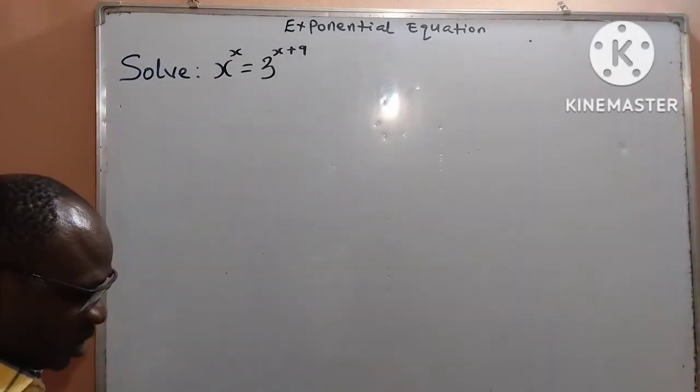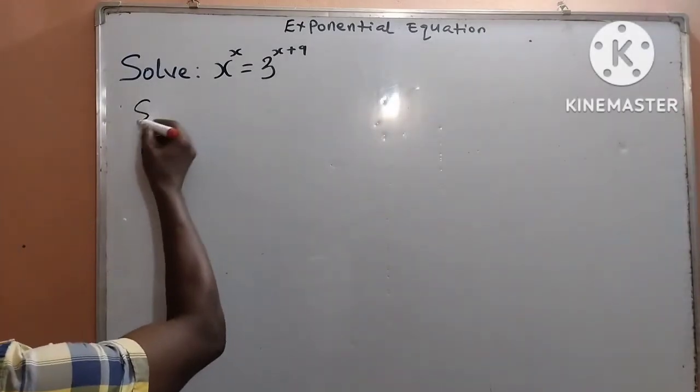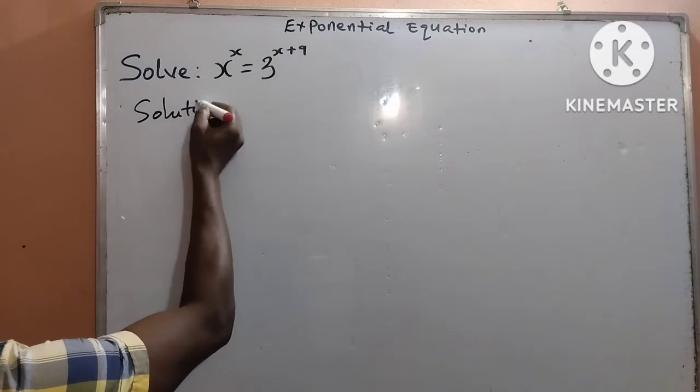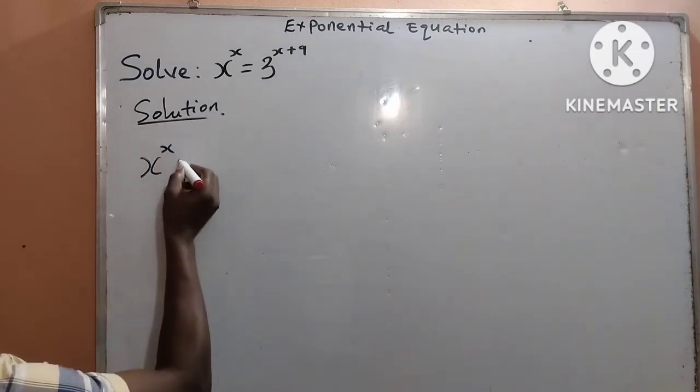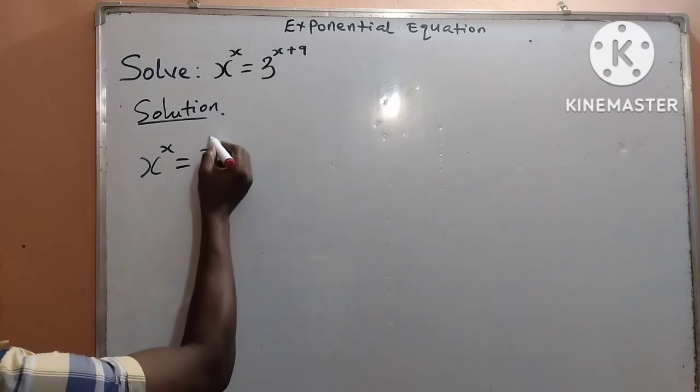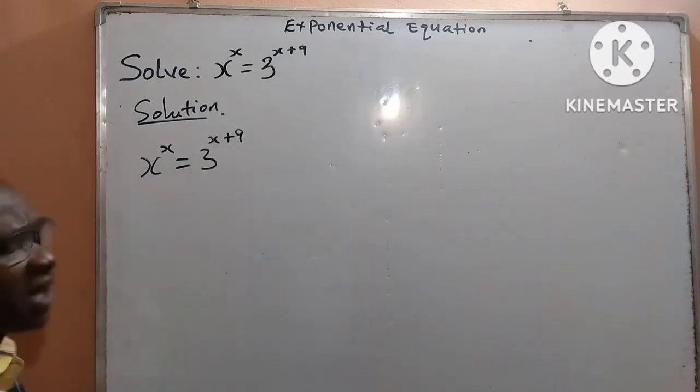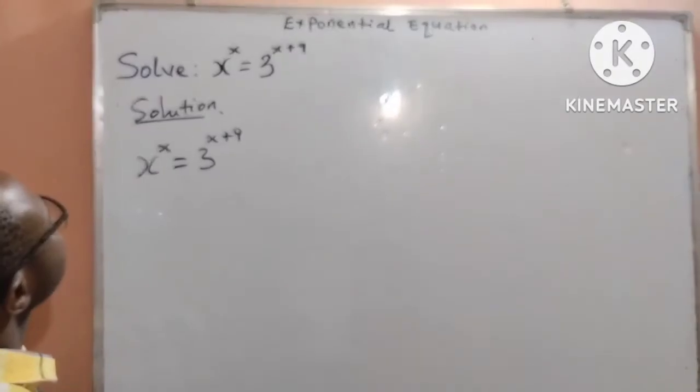Solving this by solution, I have the question x to the power of x equal to 3 to the power of x plus 9. That is the question that I am given.